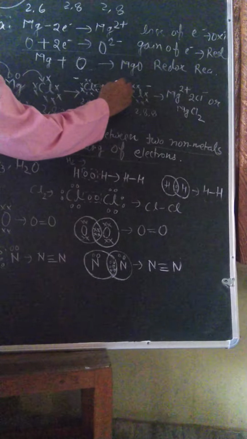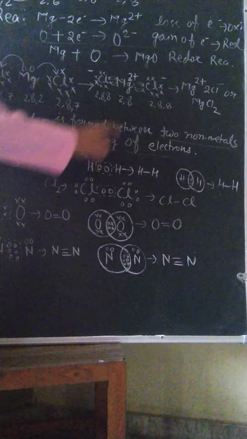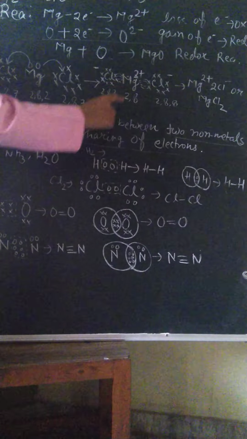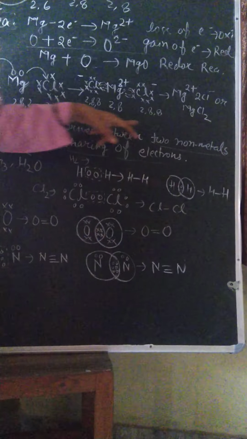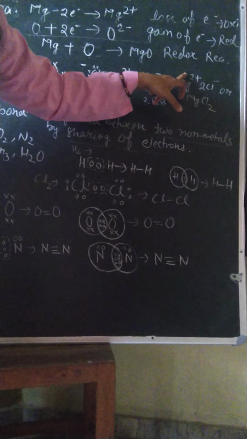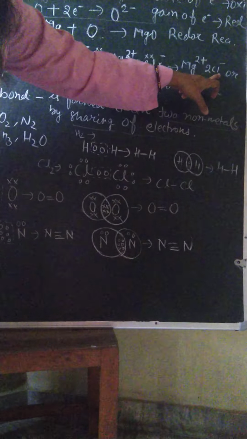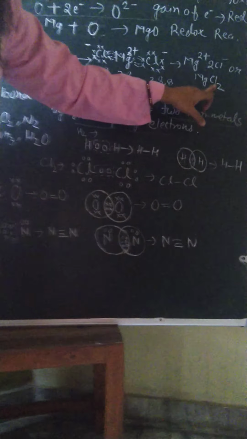So now see, Mg2+ ion is formed and Cl- ion is formed, chloride. Because each chlorine will get 1 electron, so 1 minus, 1 minus. So Mg2+ cation and Cl- chloride ion is formed. So now see, what will be the structure? Mg2+, and because 2 chloride ions are there, so 2Cl-, which can be also written as MgCl2. So this is the formation of magnesium chloride.